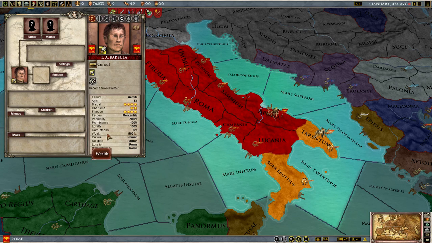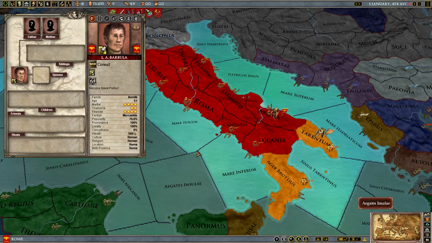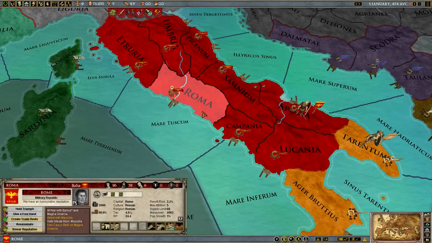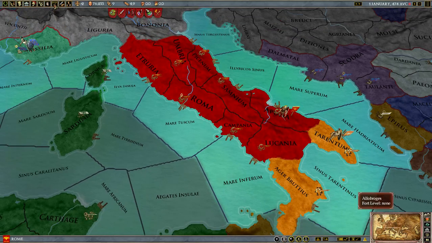This is your character's wealth. Wealth is a measure of his personal wealth. Characters will accumulate and spend wealth throughout their lifetime. Wealthy characters may use their wealth to improve popularity and to earn friends. In addition to this, characters who are extremely wealthy can improve the state. There are events, if your character has a high enough wealth, where you can actually just directly improve the civilization value of a province.